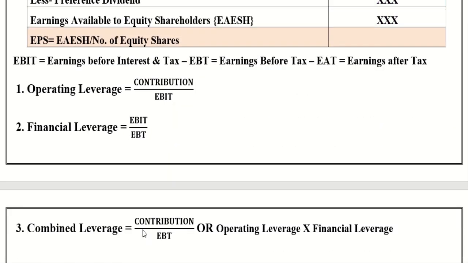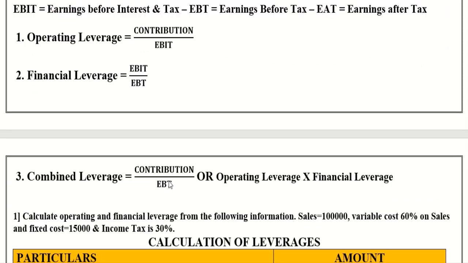Now another formula, that is combined leverage. This next leverage will be a combined leverage, whereas here the contribution will be EBT. Then our operating leverage into financial leverage. There are two formulas. We can apply any one of the formulas. Now let us take a simple question, and I will show you how to prepare income statement and how to calculate leverages.